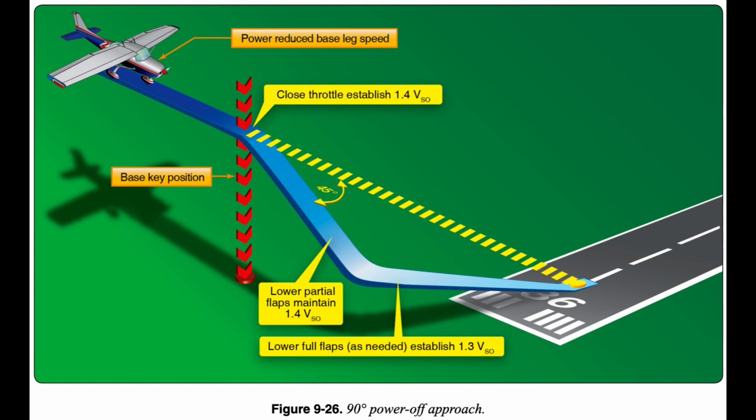The base to final turn is planned and accomplished so that upon rolling out of the turn, the airplane is aligned with the runway centerline. If the approach is planned to be slightly high in the current configuration, the pilot will be assured of making the aiming point. The wing flaps may be lowered, as needed, and the pitch attitude adjusted, as needed, to establish the proper descent angle and airspeed, 1.3 VSO, and the controls trimmed.